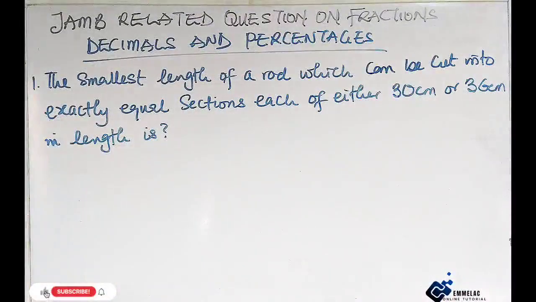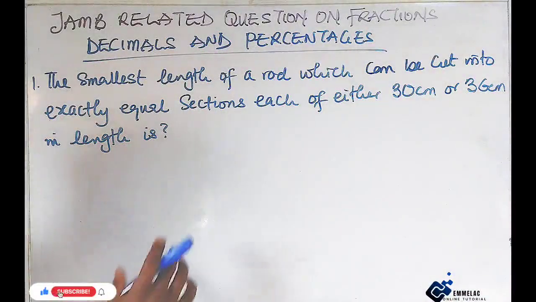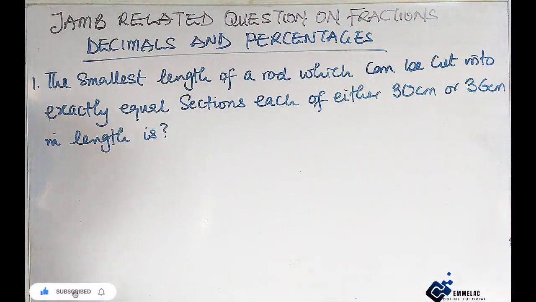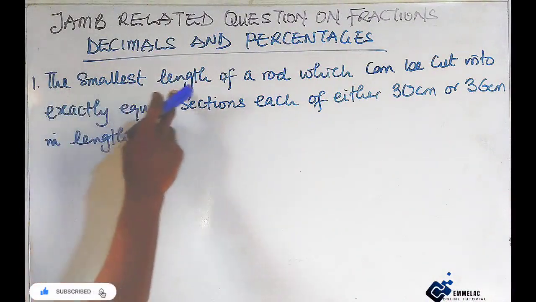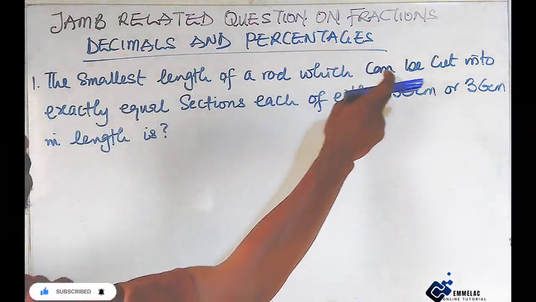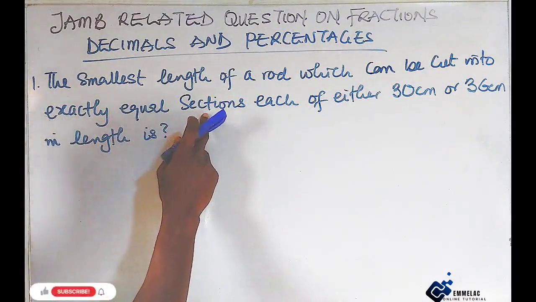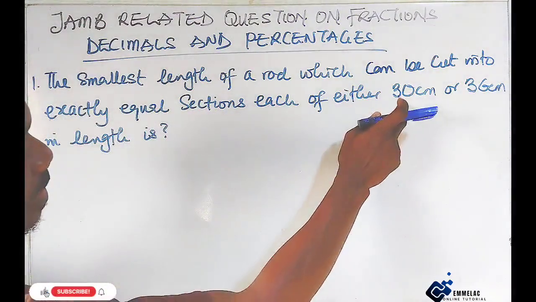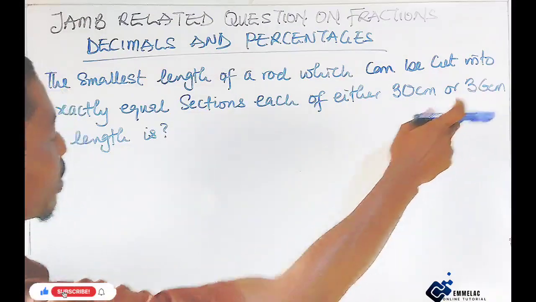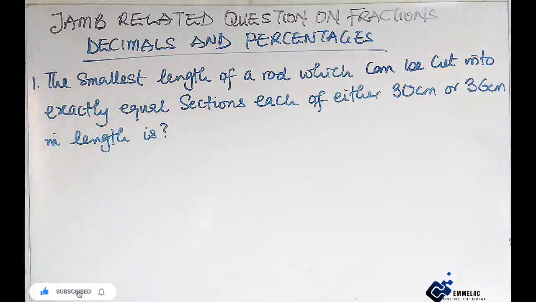Today we'll be looking at JAMB related questions on fractions, decimals, and percentages. The first one says that the smallest length of a rod which can be cut into exactly equal sections, each of either 30 centimeters or 36 centimeters in length, is.